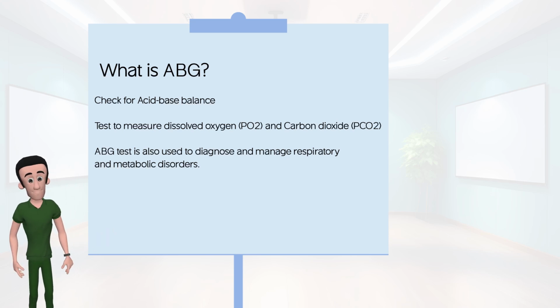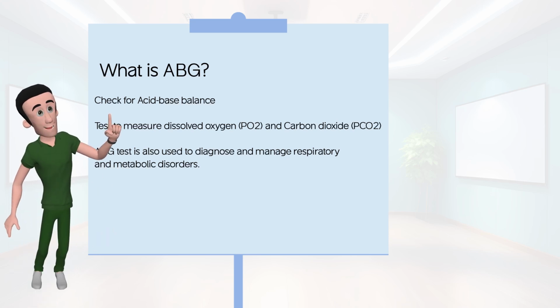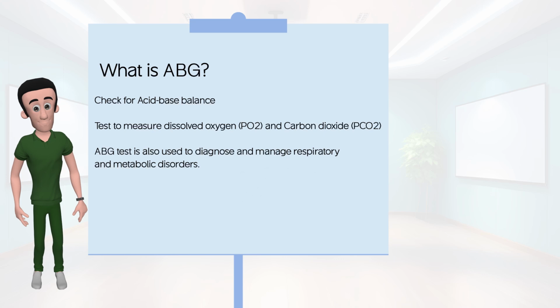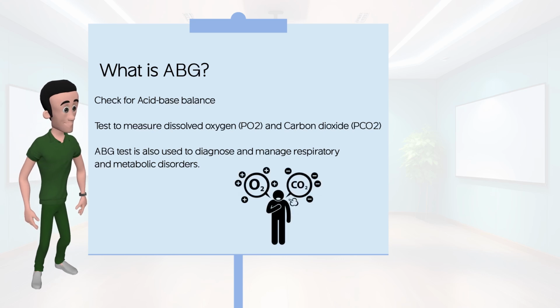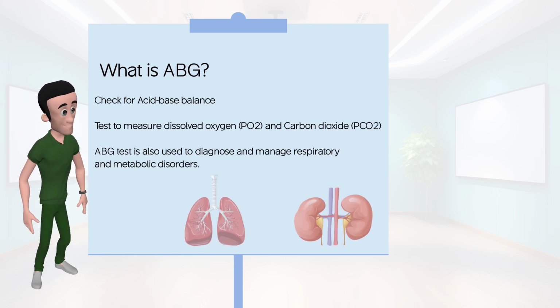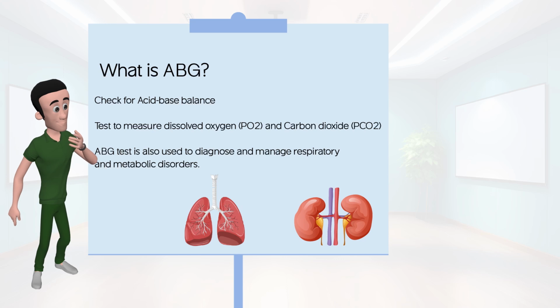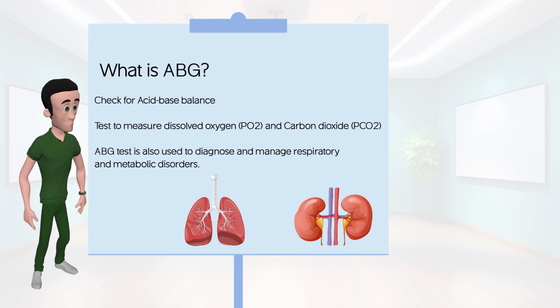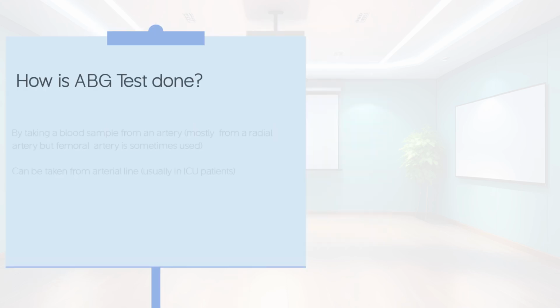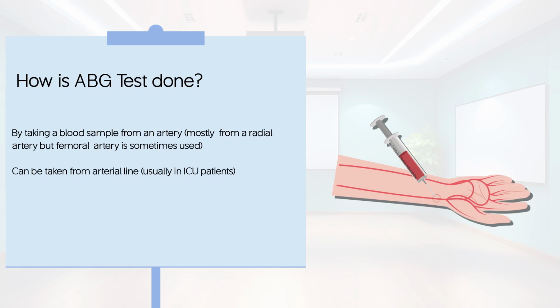We use ABG test to check for acid-base balance and to measure dissolved oxygen and carbon dioxide. This test is also used to diagnose and manage respiratory and metabolic disorders. How is ABG test done? By taking a blood sample from an artery, mostly from a radial artery, but femoral artery is sometimes used. It can also be taken from arterial line, usually in ICU patients.